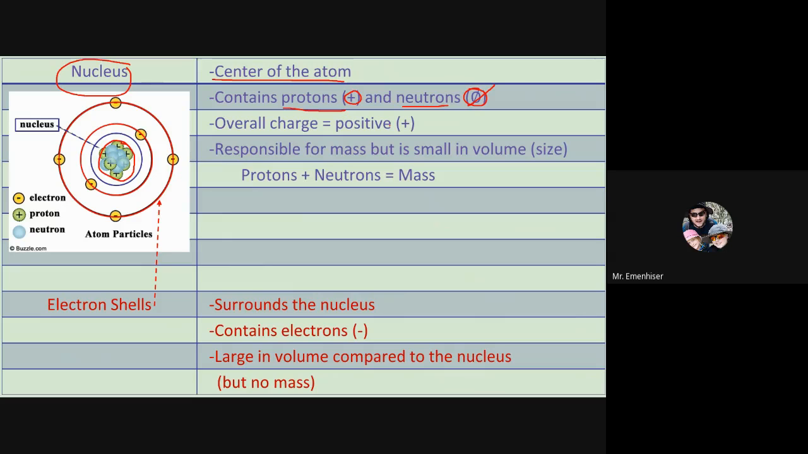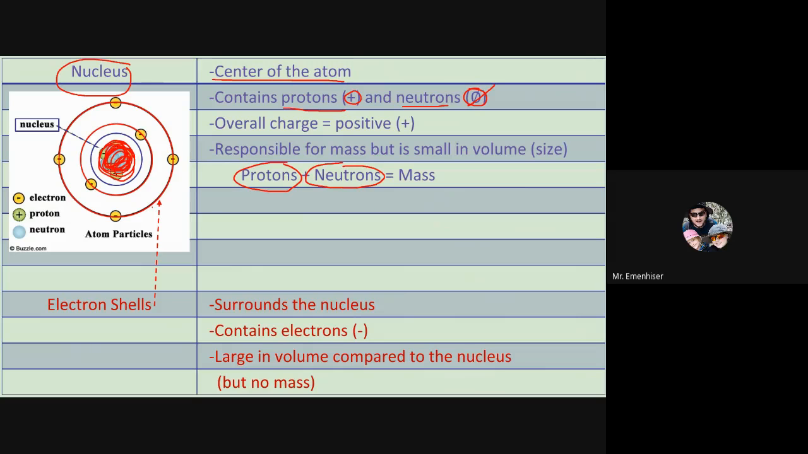Okay. The nucleus is responsible for its mass. So all of the mass is in this nucleus. All of it. All of the mass of the atom is stuck in that tiny, dense nucleus. But the nucleus is very small compared to its volume, and we talked about that in class at the warm-up. All right. If you add up the number of protons and neutrons, then you get the mass.